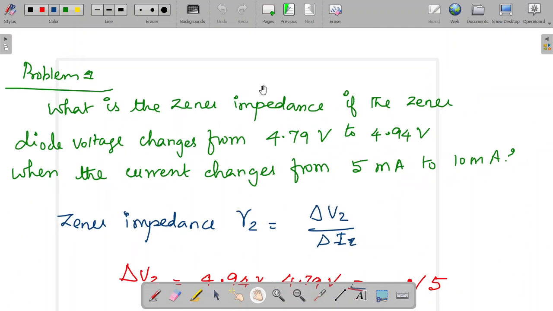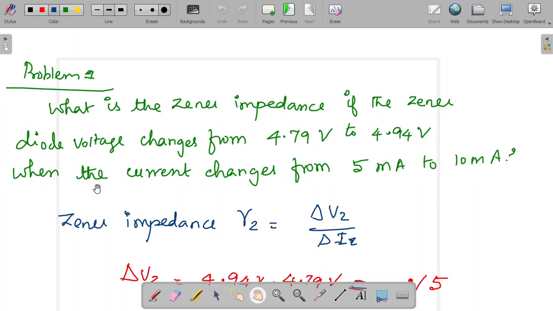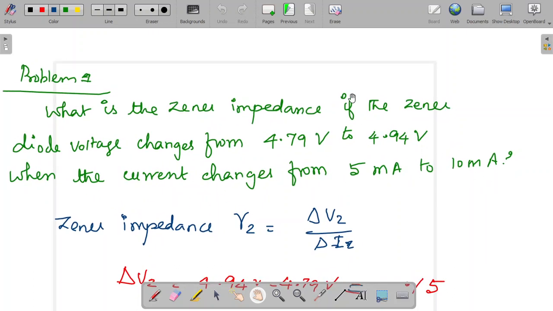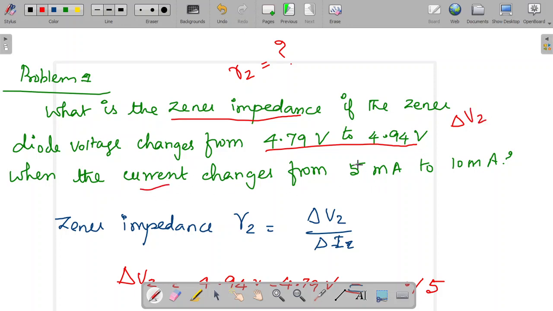So one problem is given. What is the Zener impedance if the Zener diode voltage changes from 4.79 volts to 4.94 volts when the current changes from 5 milliamps to 10 milliamps? So it is very clearly given. Direct question is asked, what is the Zener impedance? So you have to find out the RZ value. The Zener voltage is given, but it is changing voltage. So del VZ we have to find out first. Similarly, the current is changing, so we have to find out del IZ. If you find out del VZ and del IZ, from that we can find out RZ.